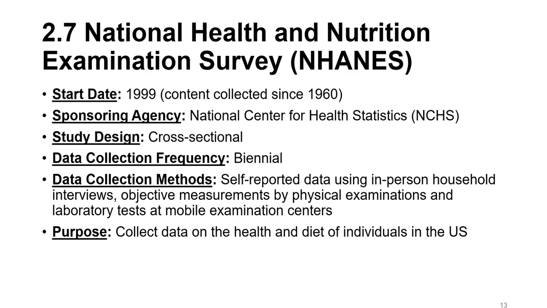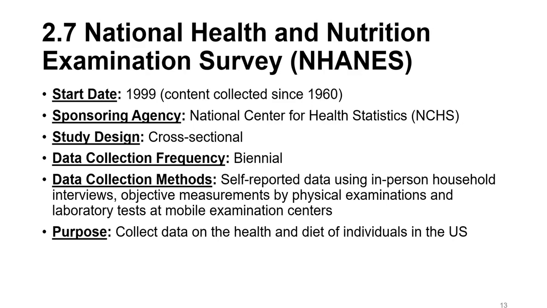The data collection methods are different from other surveys because they actually collect subjective as well as objective data. They collect self-reported data using in-person household interviews, as well as objective measurements by physical examination and laboratory tests in mobile examination centers. If your research question is focused on diabetes, there are data describing whether someone self-reports that they have ever been diagnosed with diabetes, and those individuals may also be asked to give blood to test whether or not they actually have diabetes, as an example of the comparisons between the two data sources.